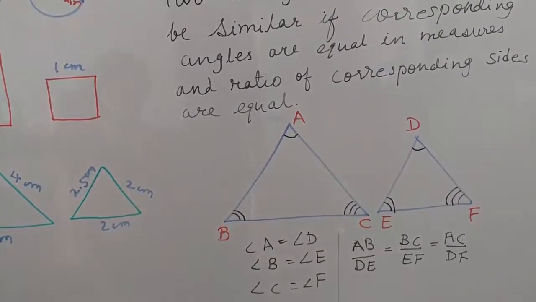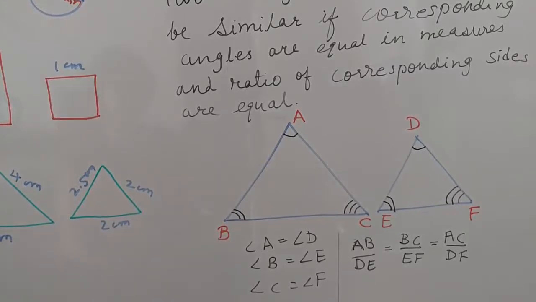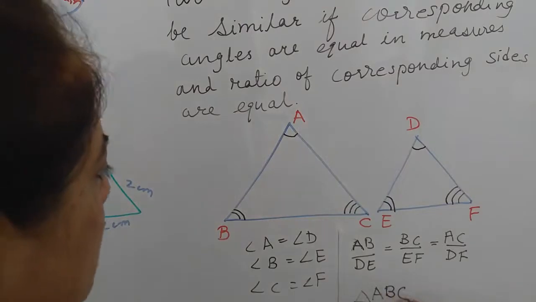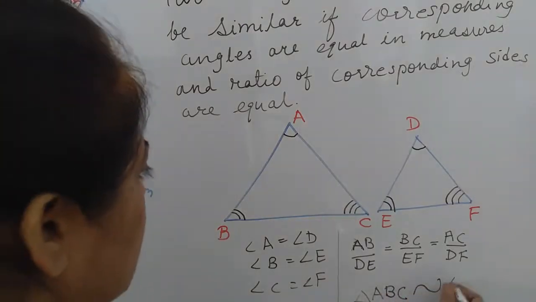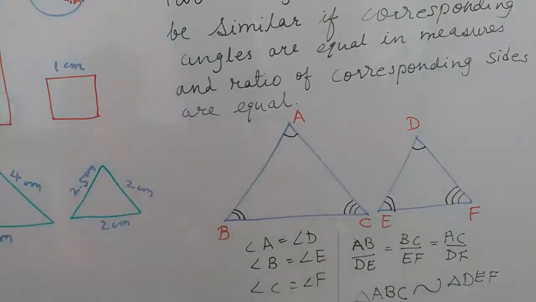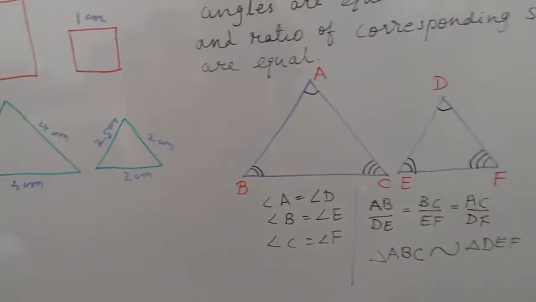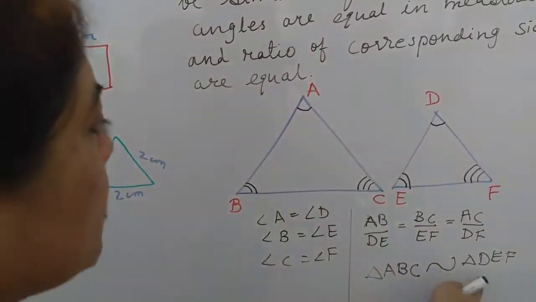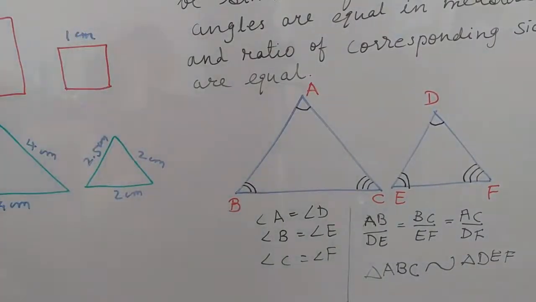Also, one more thing, how to denote it. I write here triangle ABC is similar to triangle DEF. This is the similarity symbol. We read it as triangle ABC is similar to triangle DEF.